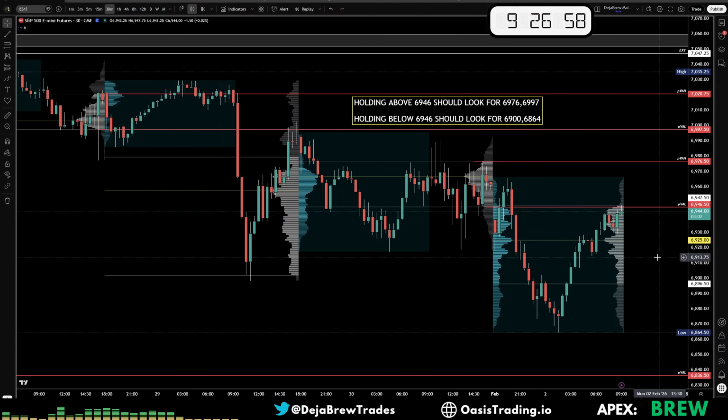Okay, so pretty much right where we're opening, we are on that deciding level. So we need to see how they hold above or below this 46 level.